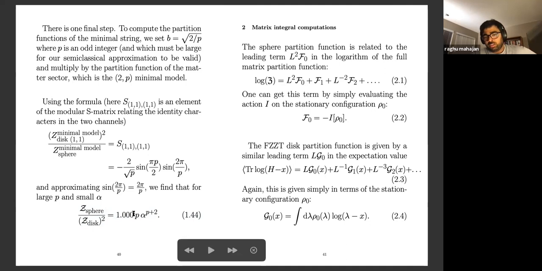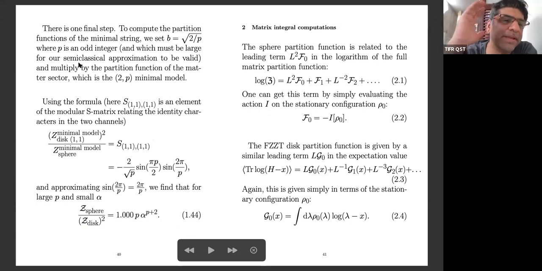Somehow we computed things numerically, but if somebody was more powerful with zeta functions, they would probably see this one coming out exactly. So it's very simple. It's just p times alpha to the p plus 2. Okay. Let me pause here for some questions.